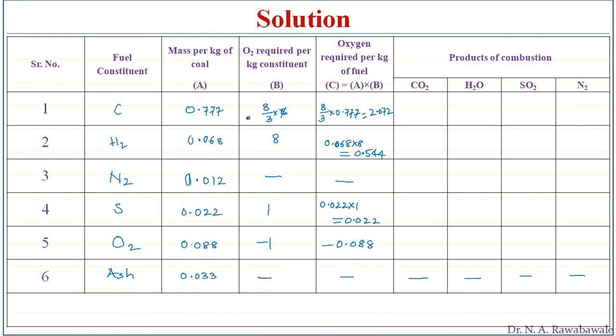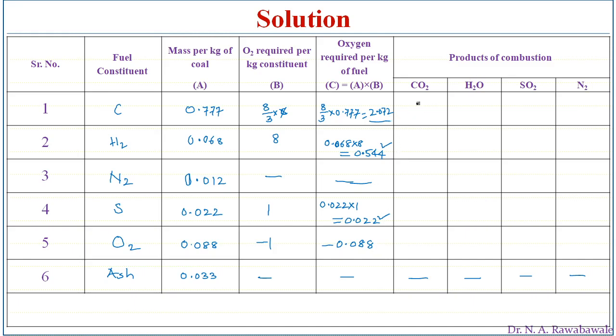So here, the total oxygen required to burn carbon is 2.07 kg. To burn hydrogen we need 0.544 kg, and to burn sulfur we need 0.02 kg of oxygen. And for oxygen, this 0.088 kg of oxygen is additional that we can subtract.